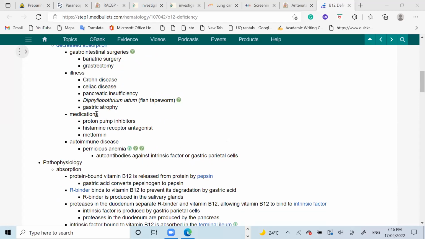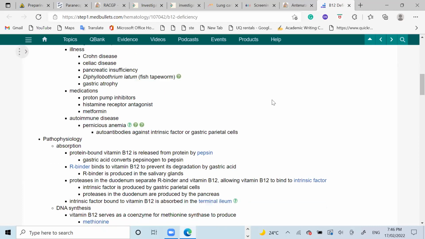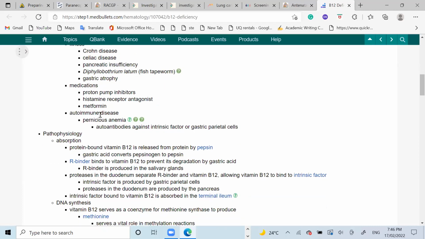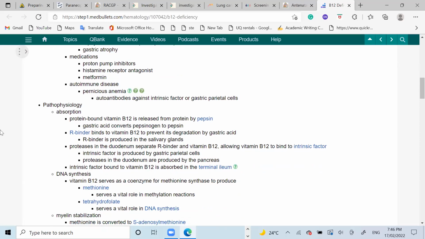Some medications. Now, these medications are very important to remember, guys. Usually, when we are prescribing these medications long term, we are advised as doctors to advise our patients to increase their consumption of vitamin B12 from nature or take it in the form of supplements. So proton pump inhibitors, histamine receptor antagonists, and metformin. It also comes in the autoimmune disease, which is pernicious anemia, autoantibodies against the intrinsic factor.